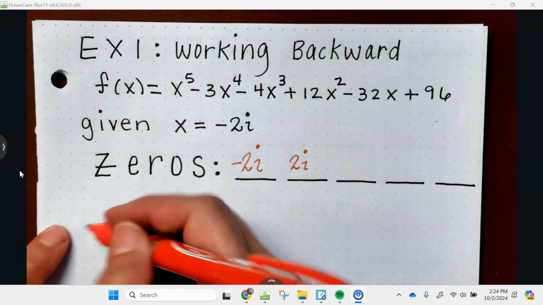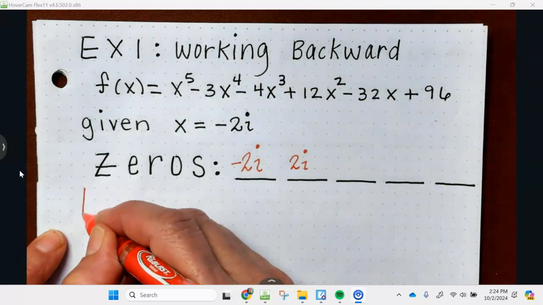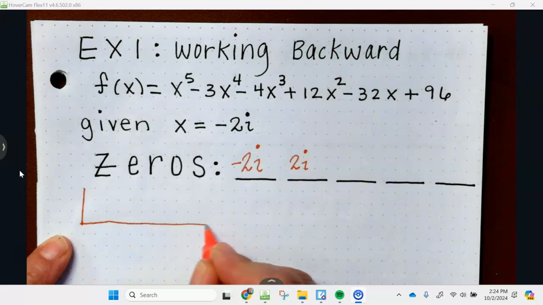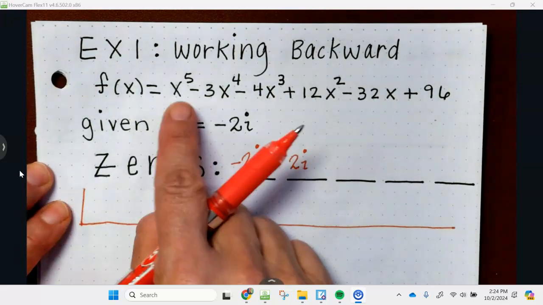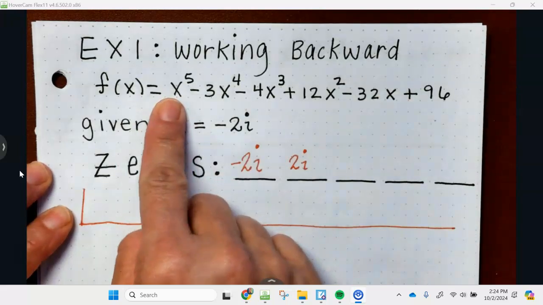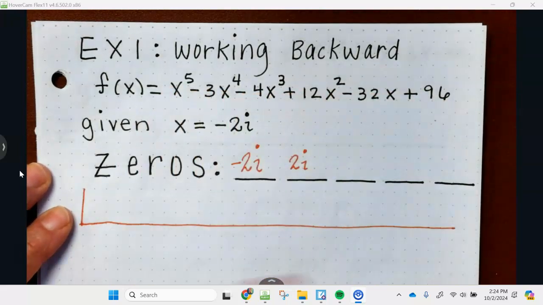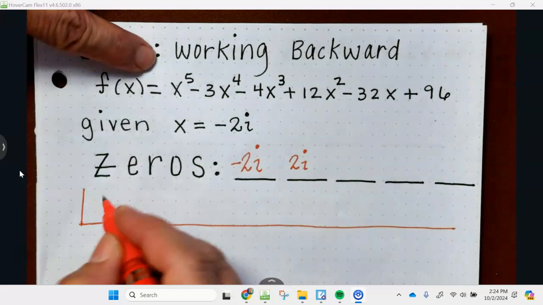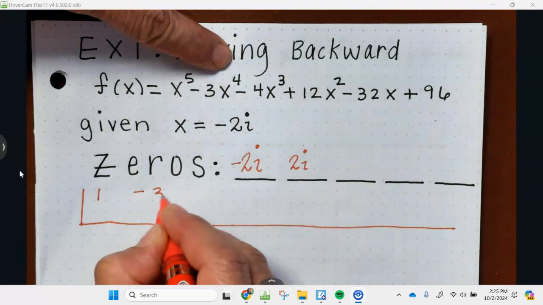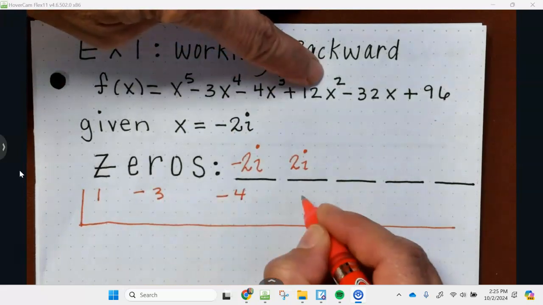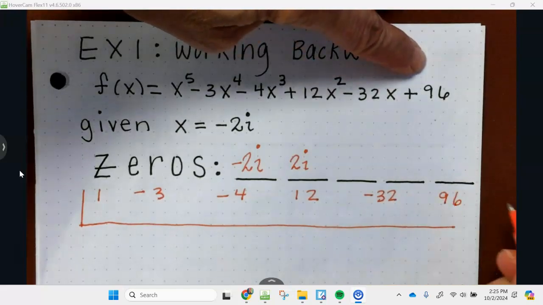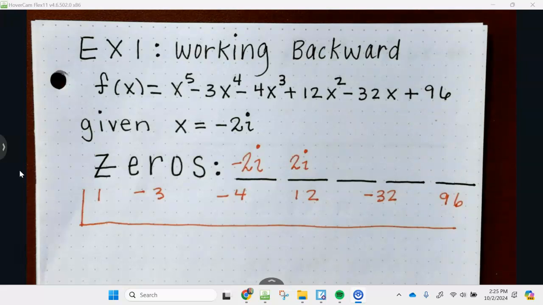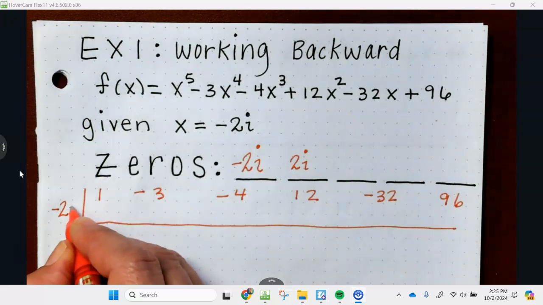All right, so I'm going to draw an upside down division box. It is going to take the entire length of my paper. Again, this is one of those lessons where you don't need to try to conserve space. You spread this stuff out. All right, this is to the degree of 5. All of my degrees are represented. I don't need any zeros for a placeholder. So I'm going to write these coefficients down, spread them out. And we are dividing by what was given to us. So we're going to put a negative 2i out here.